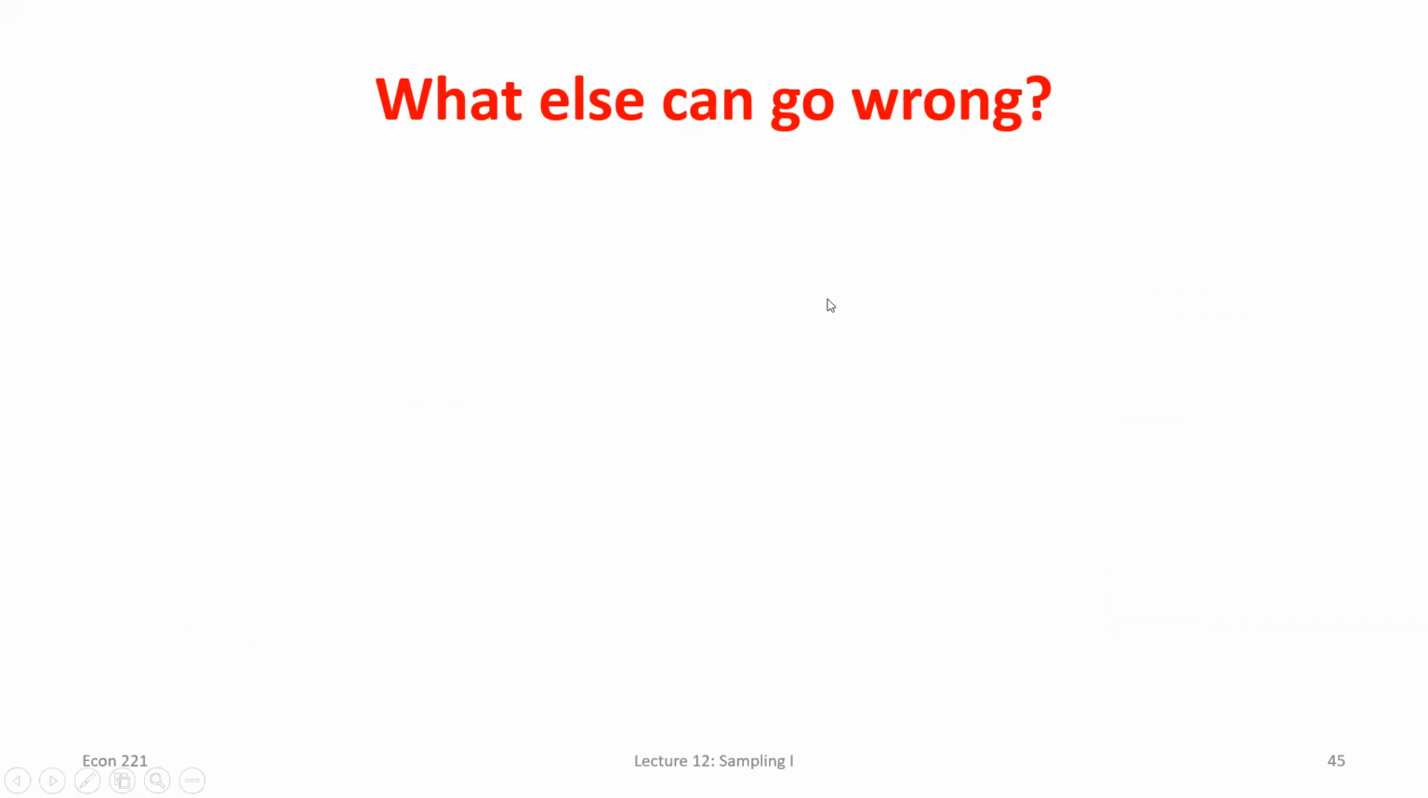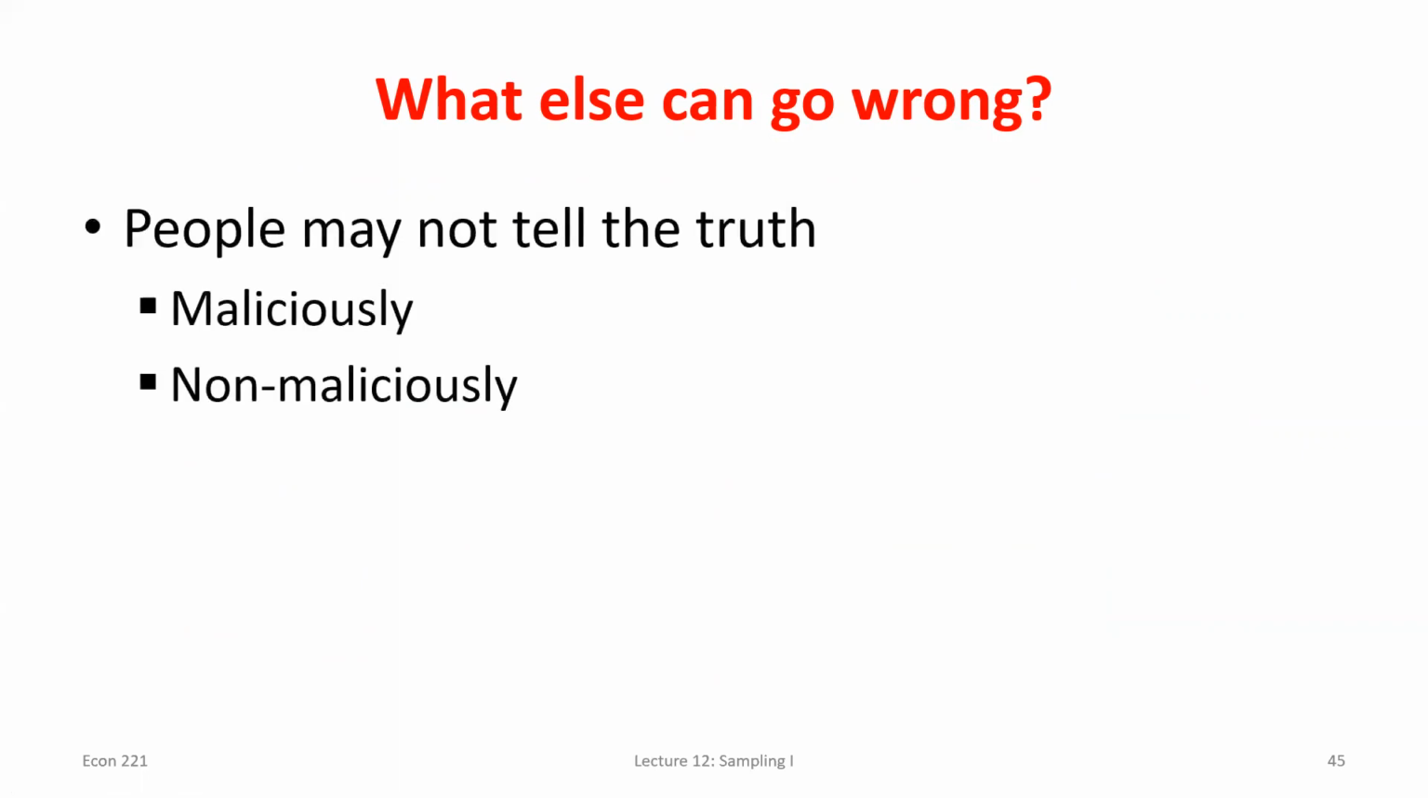Not just in the context of this example, because the selection and the non-response bias exist in any data collection. Well, people might lie to you if you're collecting data, either on purpose or not, maliciously or non-maliciously. So this idea of maliciously lying could be like, I ask you what your income is, and you tell me $300,000 when you're making minimum wage.